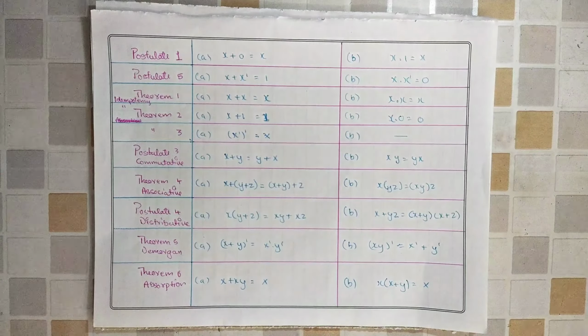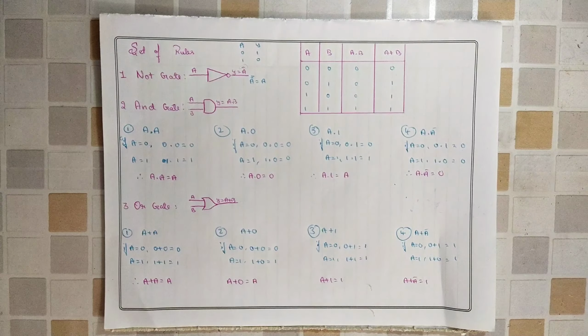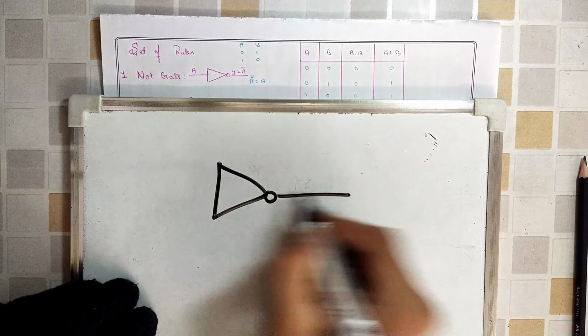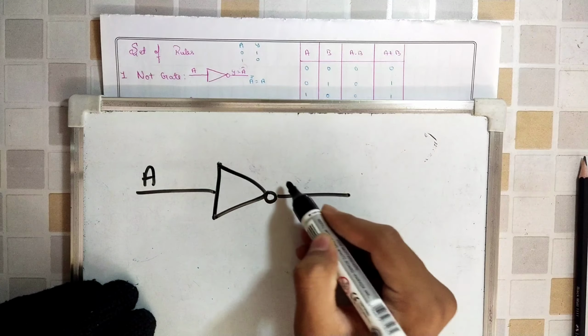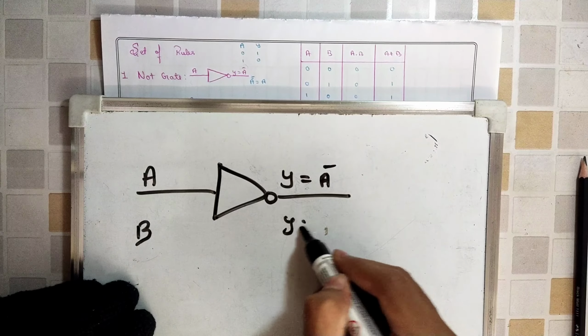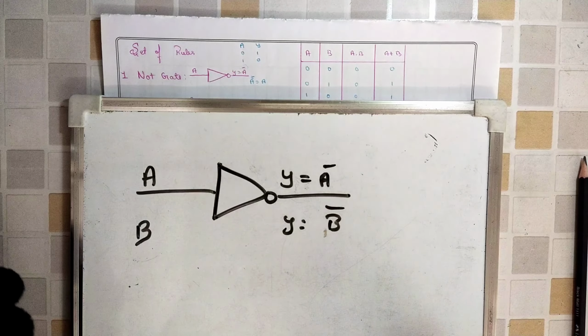Before we move on to the theorem part, I just want to explain this logic gate, some set of rules. As you can see here, the NOT gate does just one function, which is to give the complement of the function. Complement is nothing but this bar over here. So what does the NOT gate do? Suppose this is a NOT gate and we are passing a variable, suppose a. In the output, let us keep y as the result, y equals a bar. If we give b, y equals b bar. So what it is doing is just giving the complement.